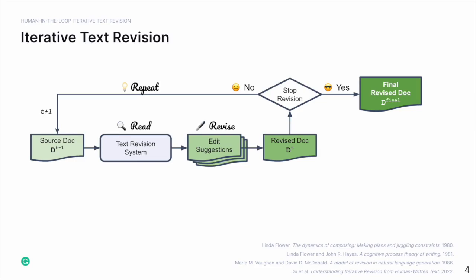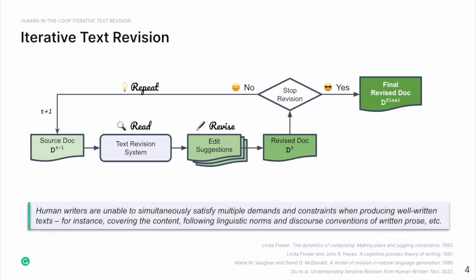We identify iterative text revision as an important writing process that can lead to improved overall quality of documents. It's because, according to previous research, human writers are not very good at simultaneously satisfying multiple demands and constraints that are placed when writing well-written text. So, by breaking down the revision process into an iterative procedure, we can reduce the cognitive burden on the human writers.